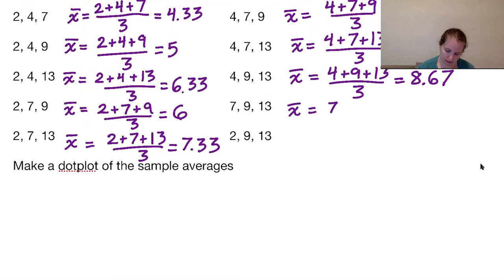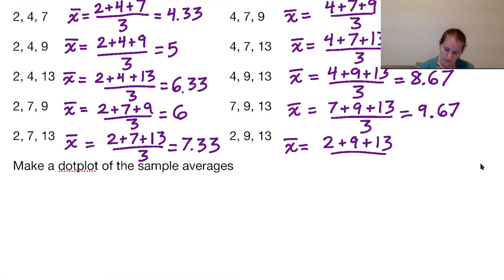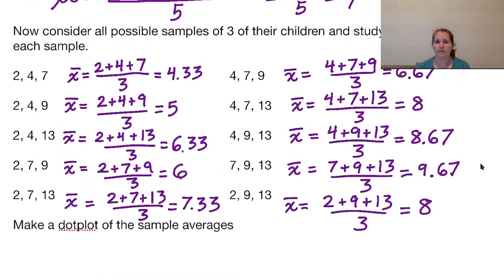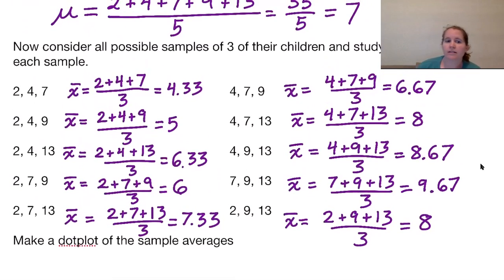Then we have 7 plus 9 plus 13 over 3. And that is 29 over 3, or 9.67. And then last up, 2 plus 9 plus 13 over 3. We are looking at 24 over 3, or 8. So these are all of the means from our 10 possible samples of size 3.